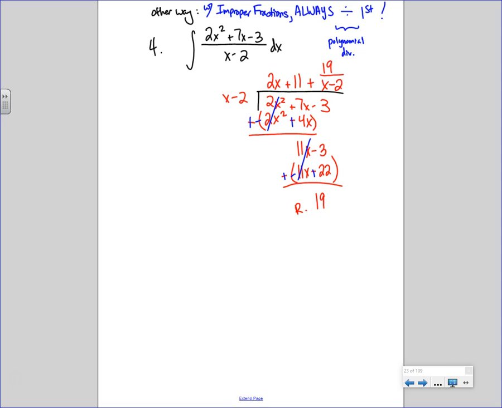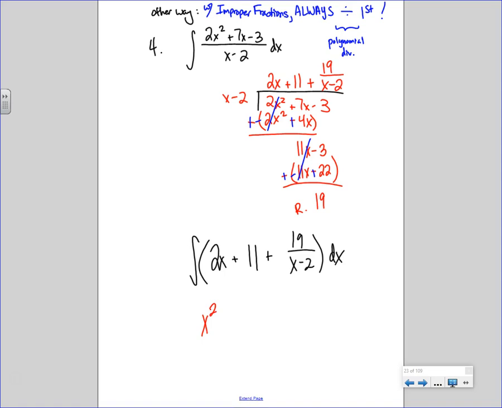Exactly. So I can change this entire integral, this nasty improper fraction, to just be the integral of 2x plus 11 plus 19 over x minus 2? And the answer is, why, yes, indeed you can. Why is that nice? Because with one polynomial division, what's the integral of 2x?